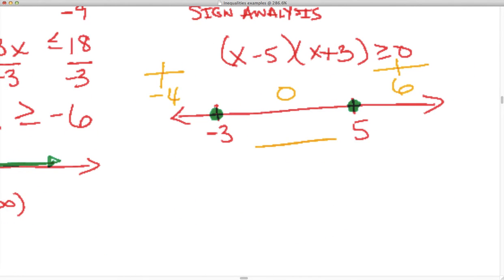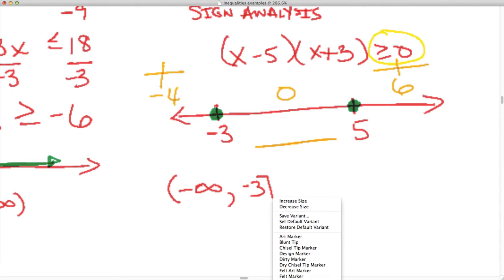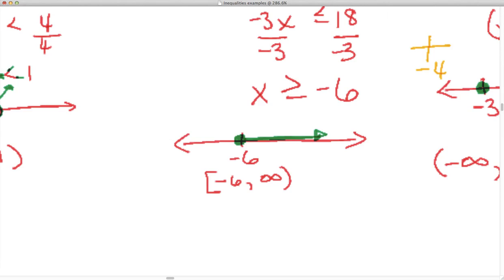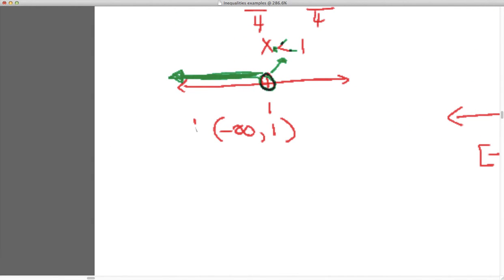My question here was asking me, where is it greater than 0? Mathematically, that is positive. So that would be from -infinity to -3, and always a parenthesis with the infinities. Then a bracket for the -3 because it's including it. Union 5 to infinity. Okay? There's that. I guess I haven't been circling my answers. And this is interval notation, using your parentheses and brackets.